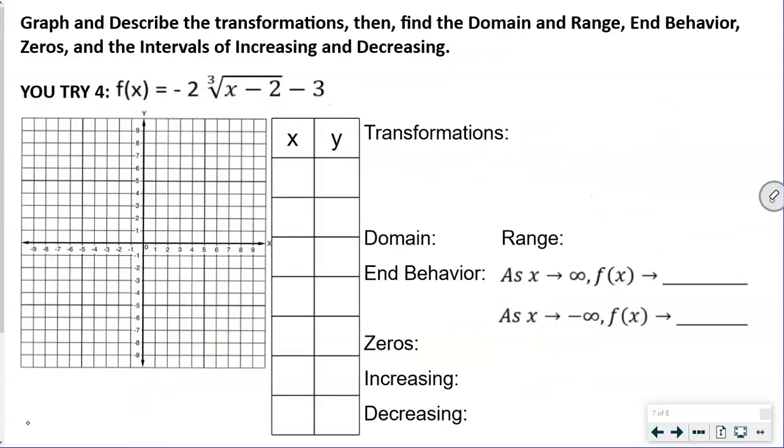So here's our last example. I want you guys to tell me what's going on with the transformations, the domain, range, and behavior, zeros. Go ahead, graph it, do all of that, okay? And then come back to me when you're done.